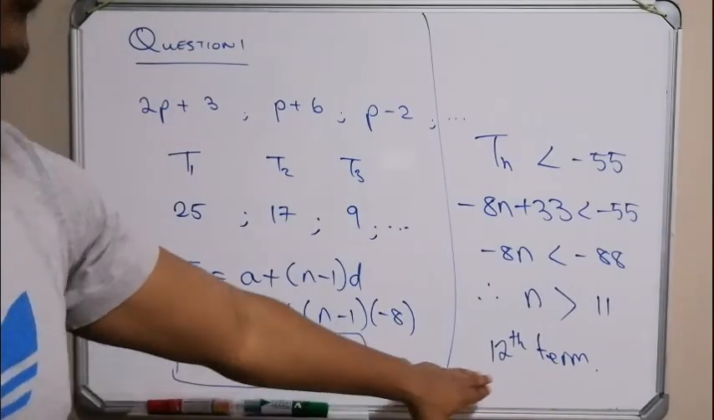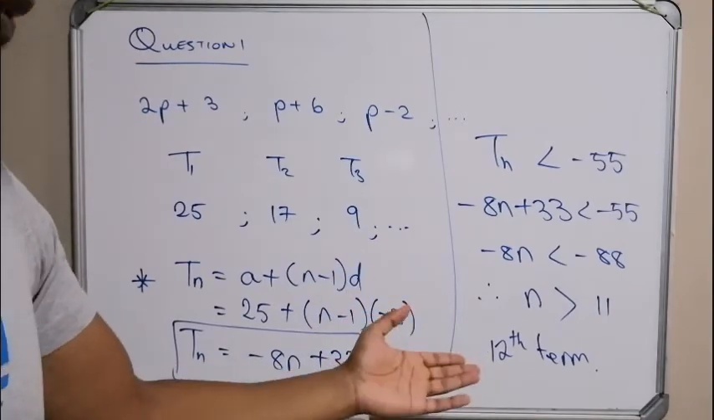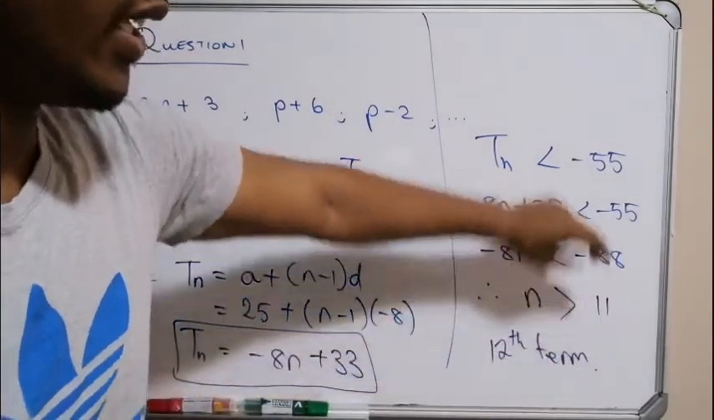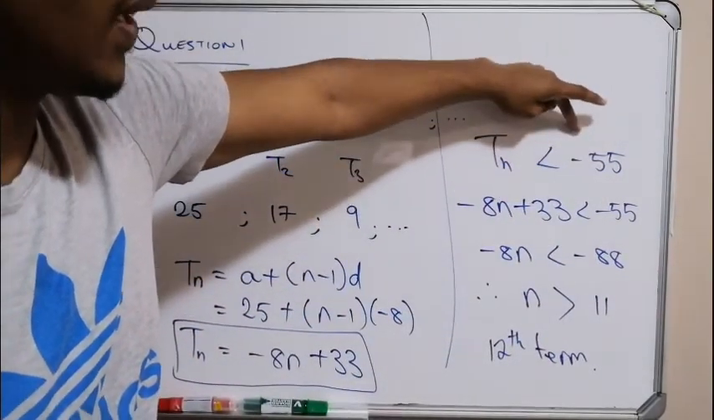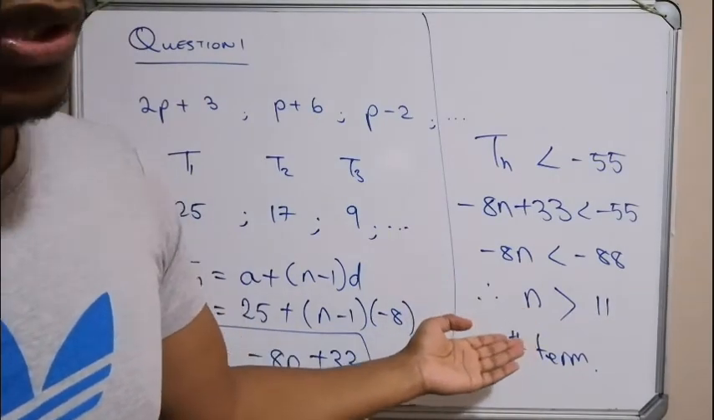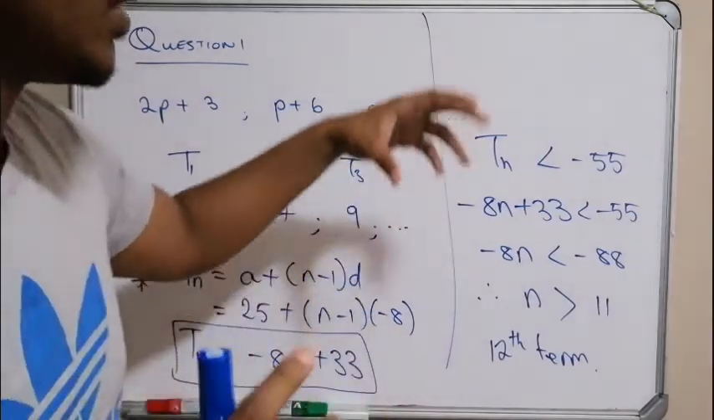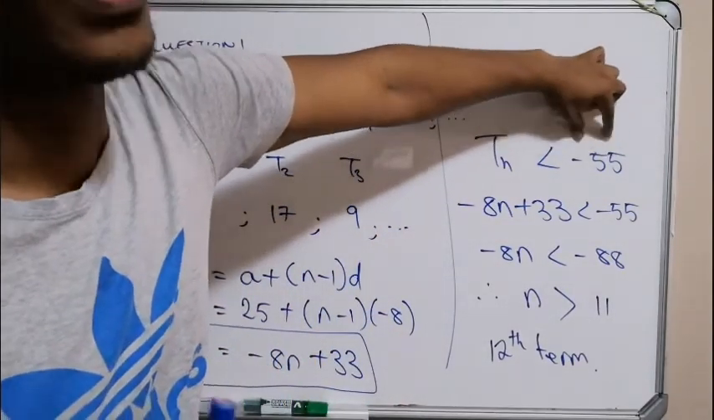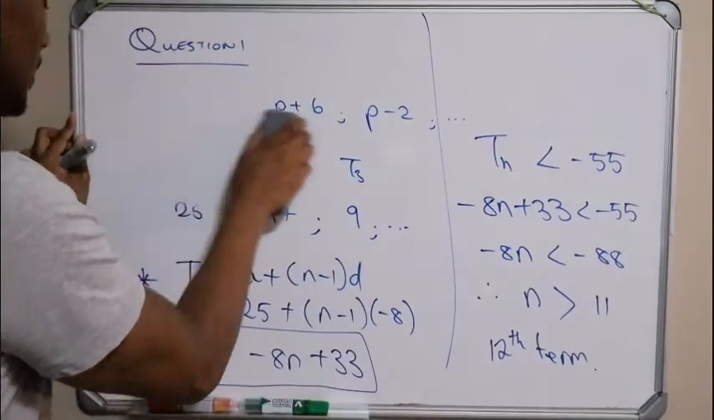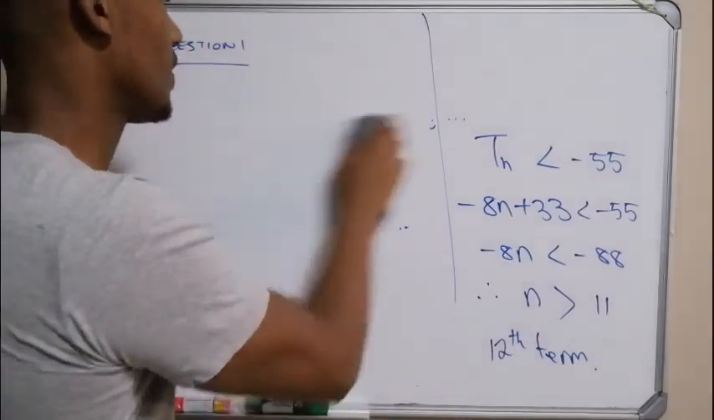All the other terms after 12 are also less than negative 55, but 12 is the smallest term that will be less than that. 11 is actually equal to negative 55, and that's why we can't use it, because they never asked for n that is equal to. They asked for n that is less than. That would give us an answer that is less than this, not equal to this. Okay, almost done. Just to finish up the last question.